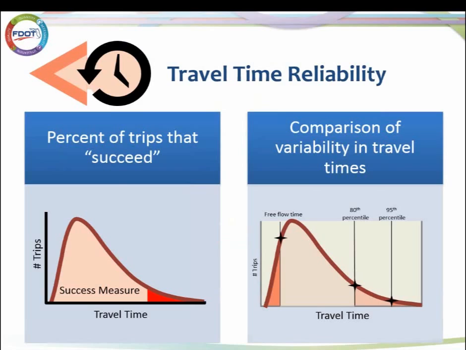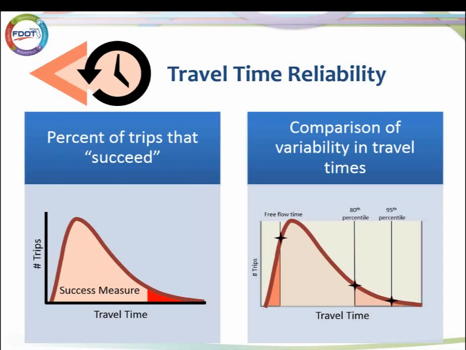One is relating to percent of trips that succeed or not. This is the traditional meaning of reliability. The widget works 95% of the time or it doesn't. In the aviation industry, the airplane departs within 15 minutes of the scheduled departure time. Percent of trips that succeed.